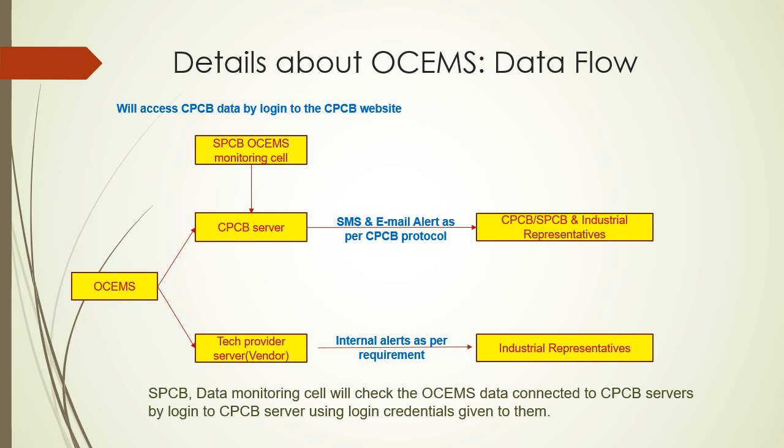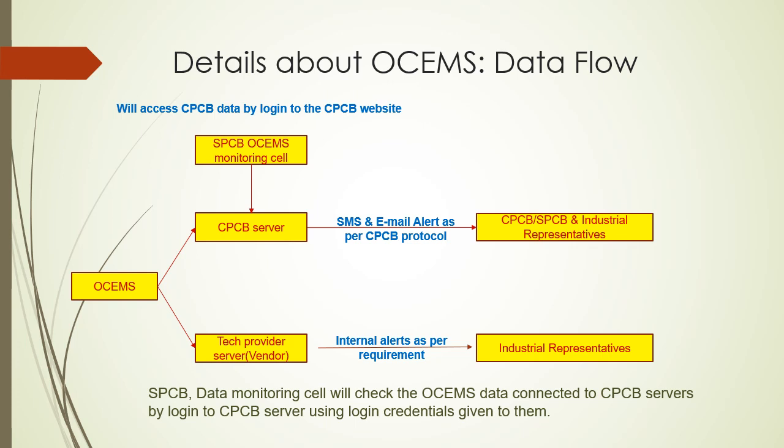Now, there is one point you can see here, the SPCB OCEMS monitoring cell. What I would particularly talk about is Karnataka. The server is a CPCB server. It is in the CPCB. There is no server in the SPCB. What the SPCB is doing is that they have an OCEMS monitoring cell, so they will have access to the CPCB server also. Any alert that comes into CPCB, they can view it. And of course, there's a process of having an email and SMS alert through CPCB to the SPCB, so both things are there.